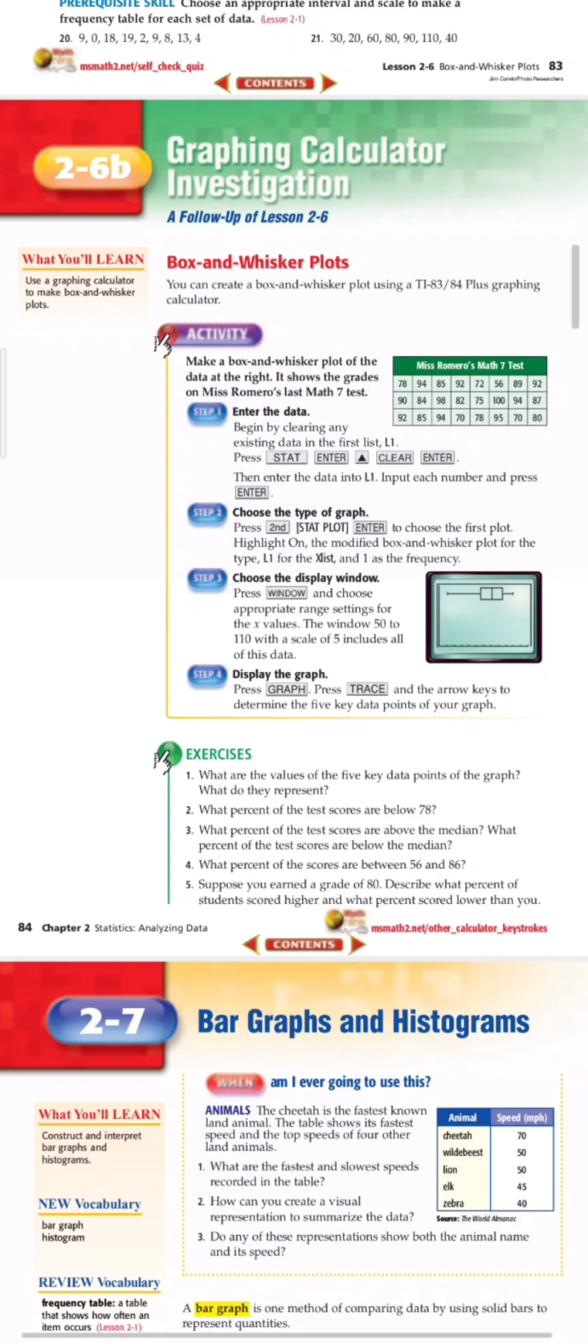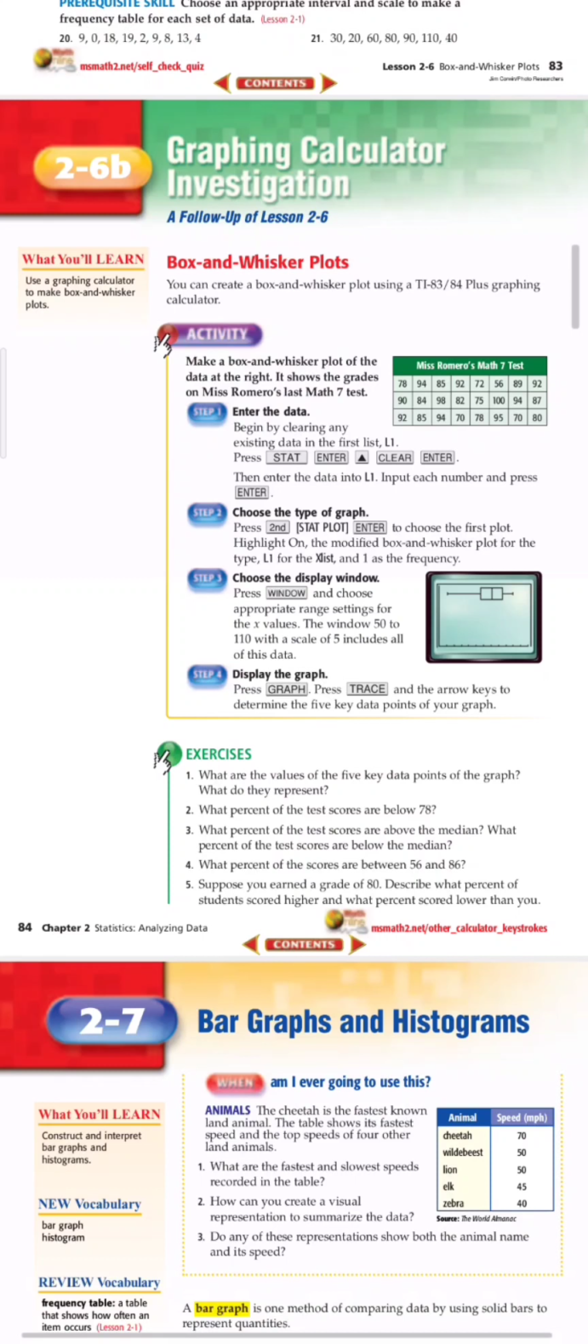Step 3. Set the display window. Press window and set an appropriate range for the X values. Set the window from 15 to 110 with a scale of 5 to include all of this data. Step 4. Display the graph. Press graph, press trace, and use the arrow keys to determine the five key data points of your graph.